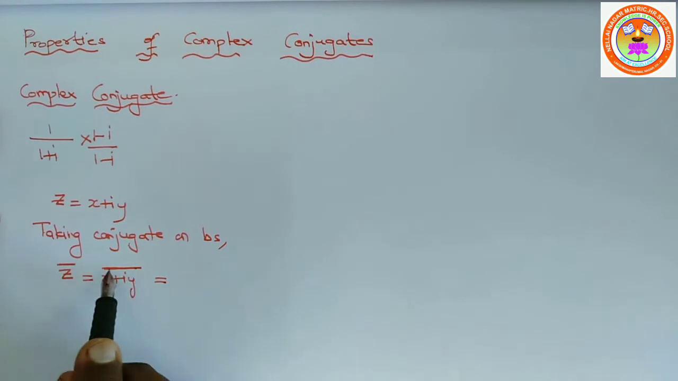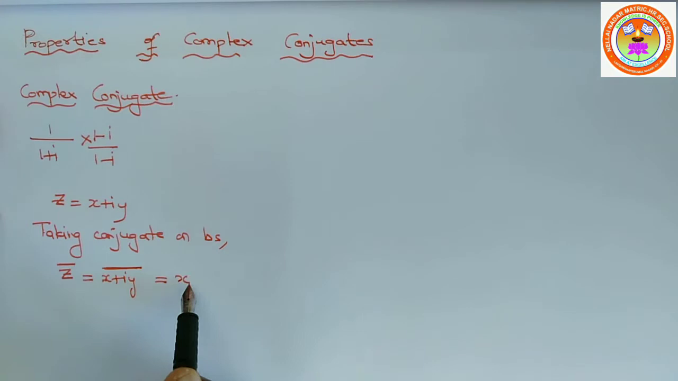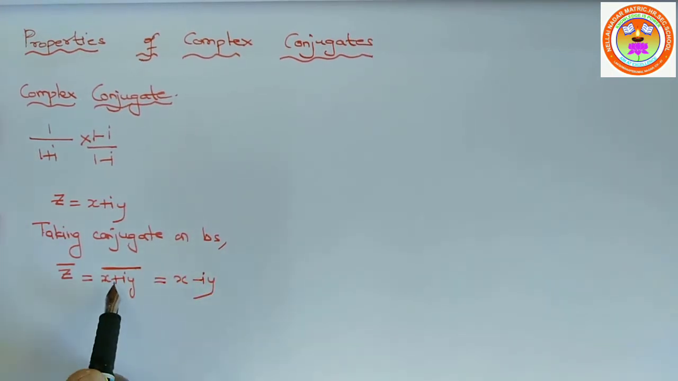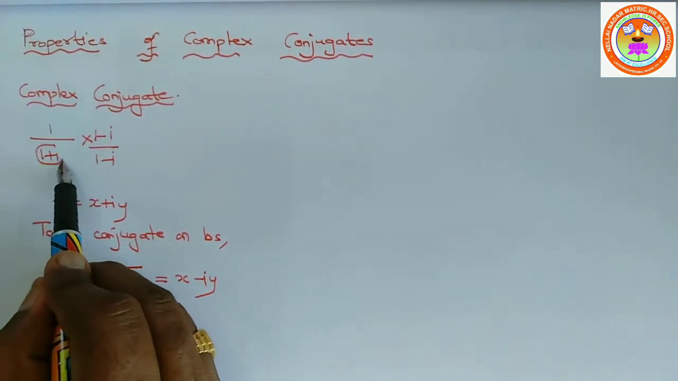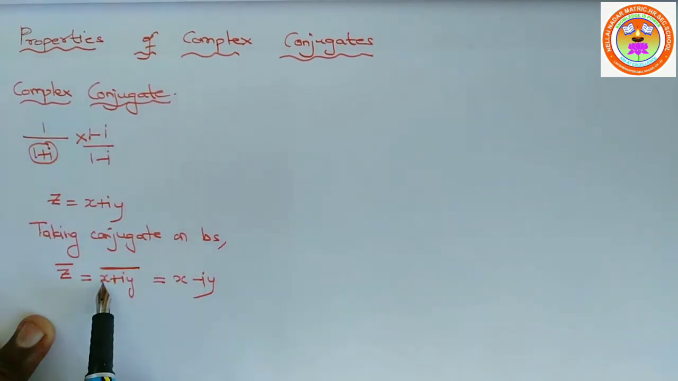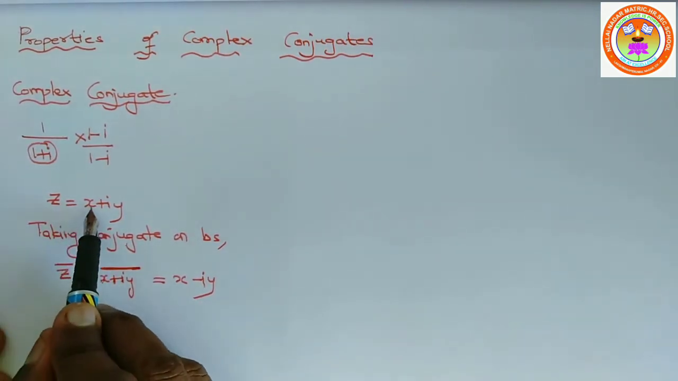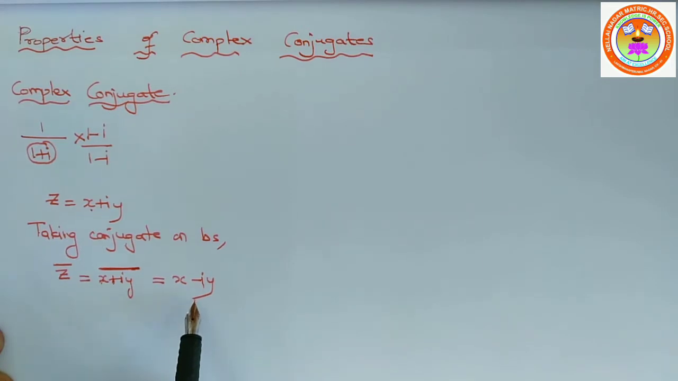To remove this bar, that is, to take the conjugate, x stays and the plus iy needs to become minus iy. Suppose if a minus is present, I need to put plus. So the conjugate of 1 plus i is 1 minus i. The conjugate of x plus iy, or x plus iy bar, is equal to x minus iy. So the conjugate of x plus iy is nothing but x minus iy.